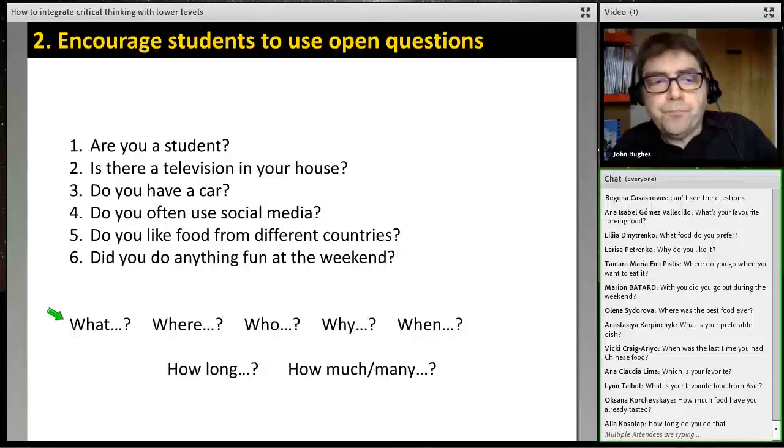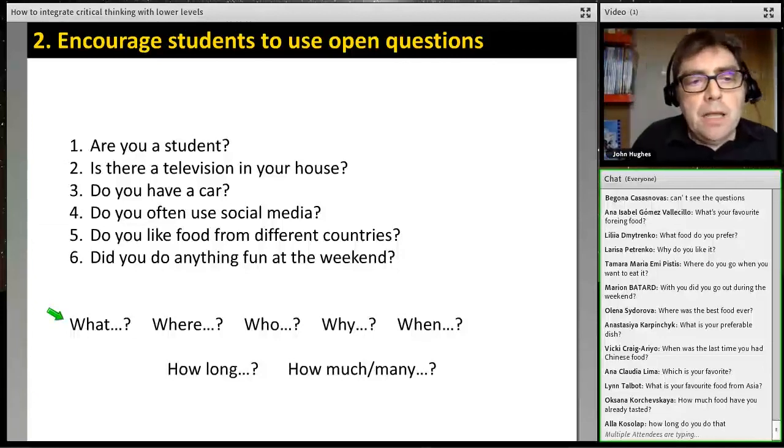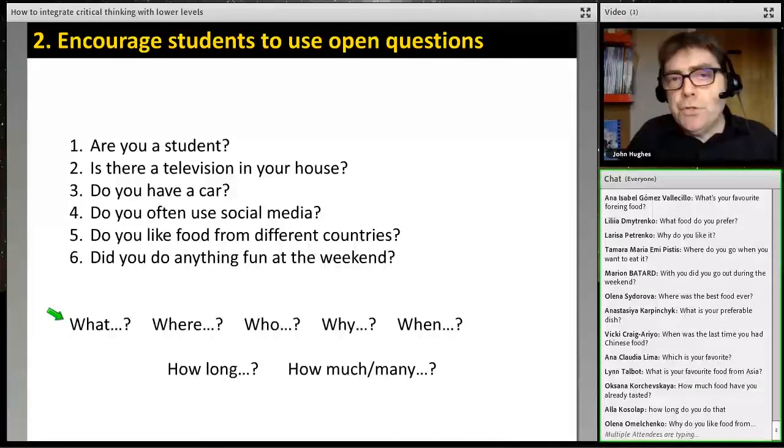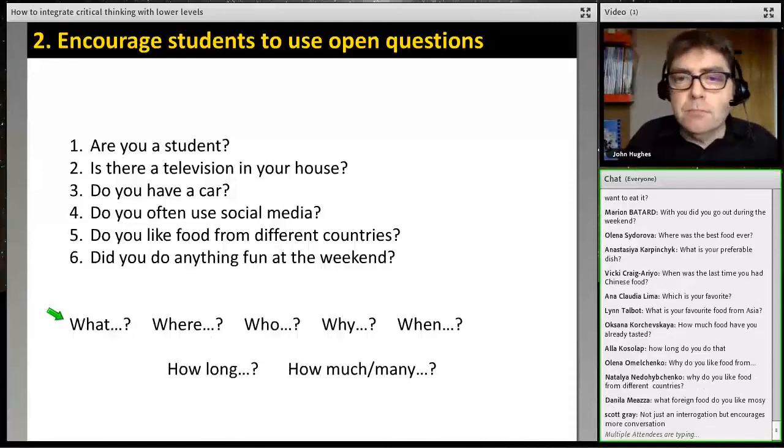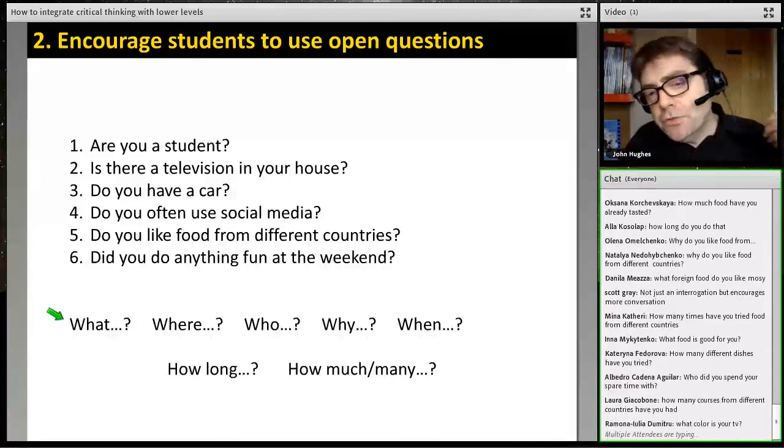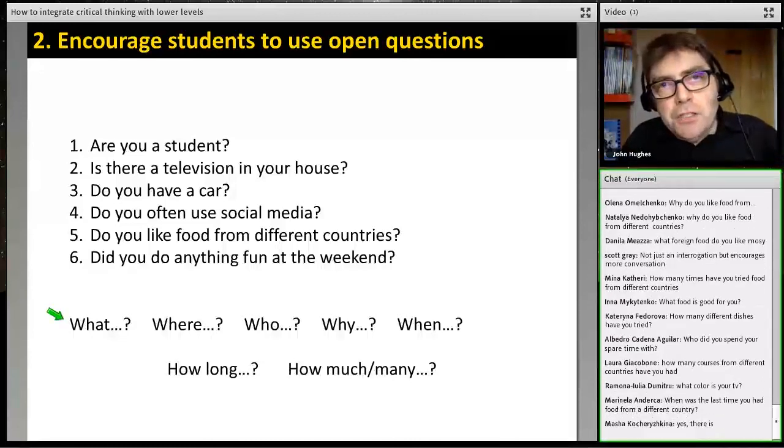Okay. So tip number 2 is to introduce open questions as quickly as you can into lower levels, because it's good for critical mindset. Okay. Exactly, Scott. It's also generating conversation practice. And it's an interesting skill.